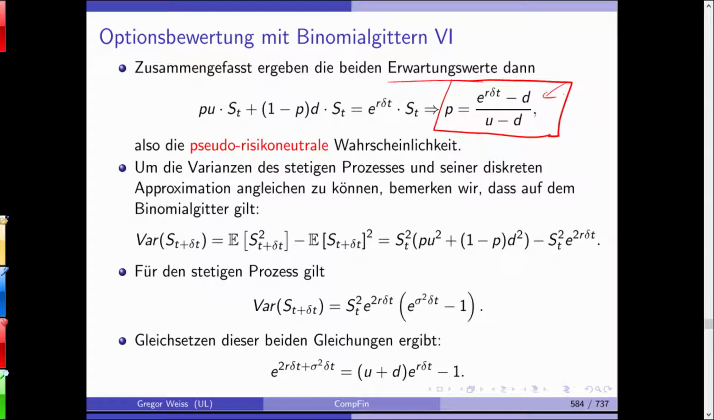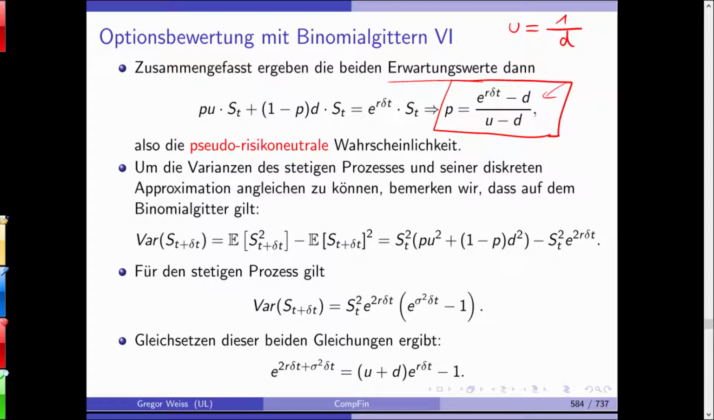You can get the pseudo risk neutral probabilities by simply assuming that the model can go up, and if it goes down, it goes back to its initial level. And then, under this assumption, you get the pseudo risk neutral probabilities. We do the same for the variances. You don't need to memorize all these formulas.